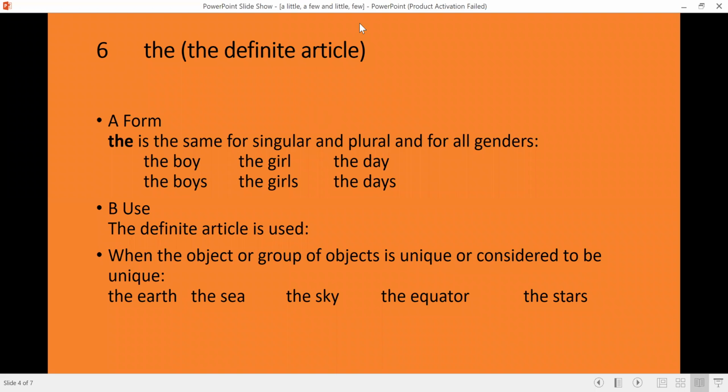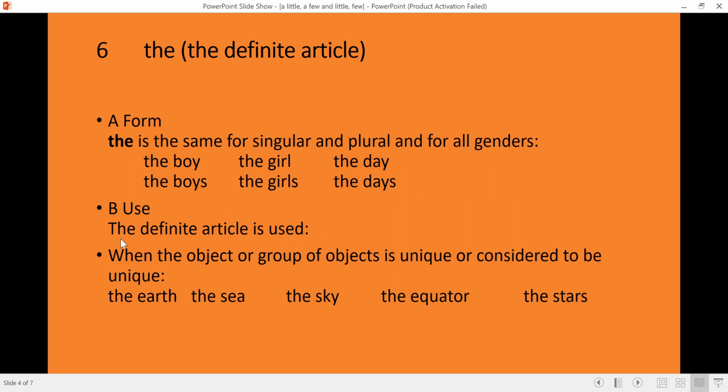So now let's move our attention toward the use of the definite article, the. Use number A: the is the same for singular and plural and for all genders. All right, you can use it for all the genders and for singular and plurals as well. The girl, the girls, the day, the days, etc.